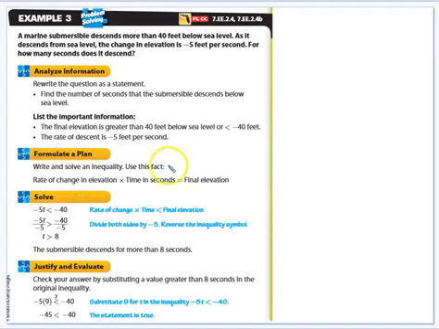So a marine submersible descends more than 40 feet below sea level. Descends means they're going down. Okay? Descends is going down. As it descends from sea level, the change in elevation is -5 feet per second. For how many seconds does it descend? So I've got -5. I'm just going to use x, they use t. Is less than -40.